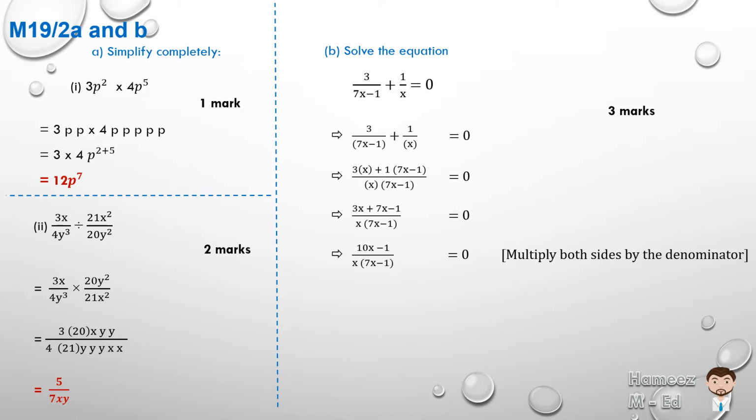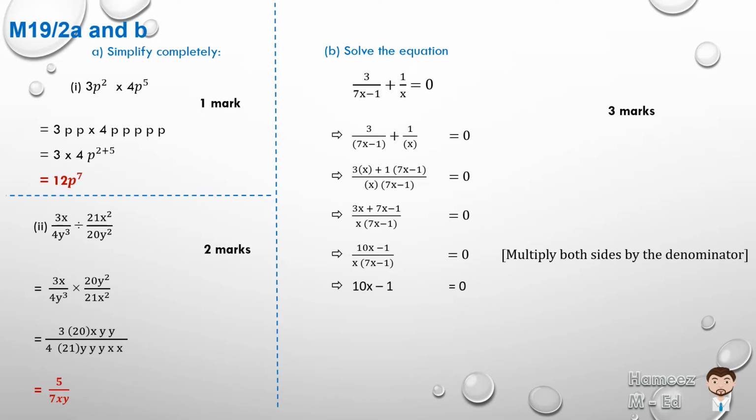And we can multiply both sides by the denominator. So if we multiply by x by 7x minus 1 on the left-hand side and the right-hand side, what will happen is on the left-hand side the denominators will cancel, and 0 times anything on the right side is 0. So we're left with 10x minus 1 is equal to 0.